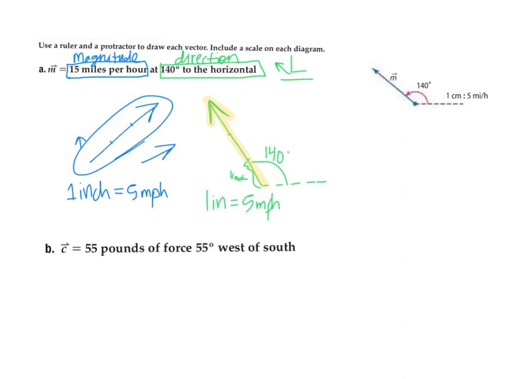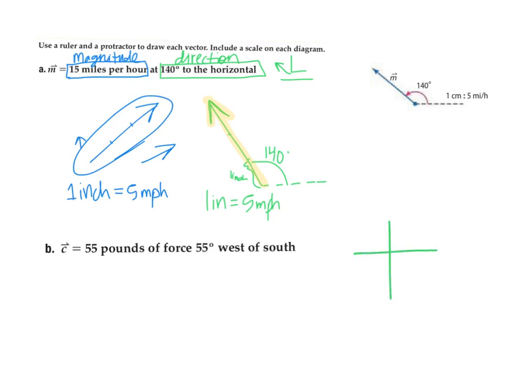And they chose their scale to be 1 centimeter is equal to 5 miles per hour. All right, let's do one more example together before you try one on your own. They want us to draw vector C, 55 pounds of force at 55 degrees west of south. It's actually going to be easiest for us to begin using the directional part of the vector. So 55 degrees west of south.